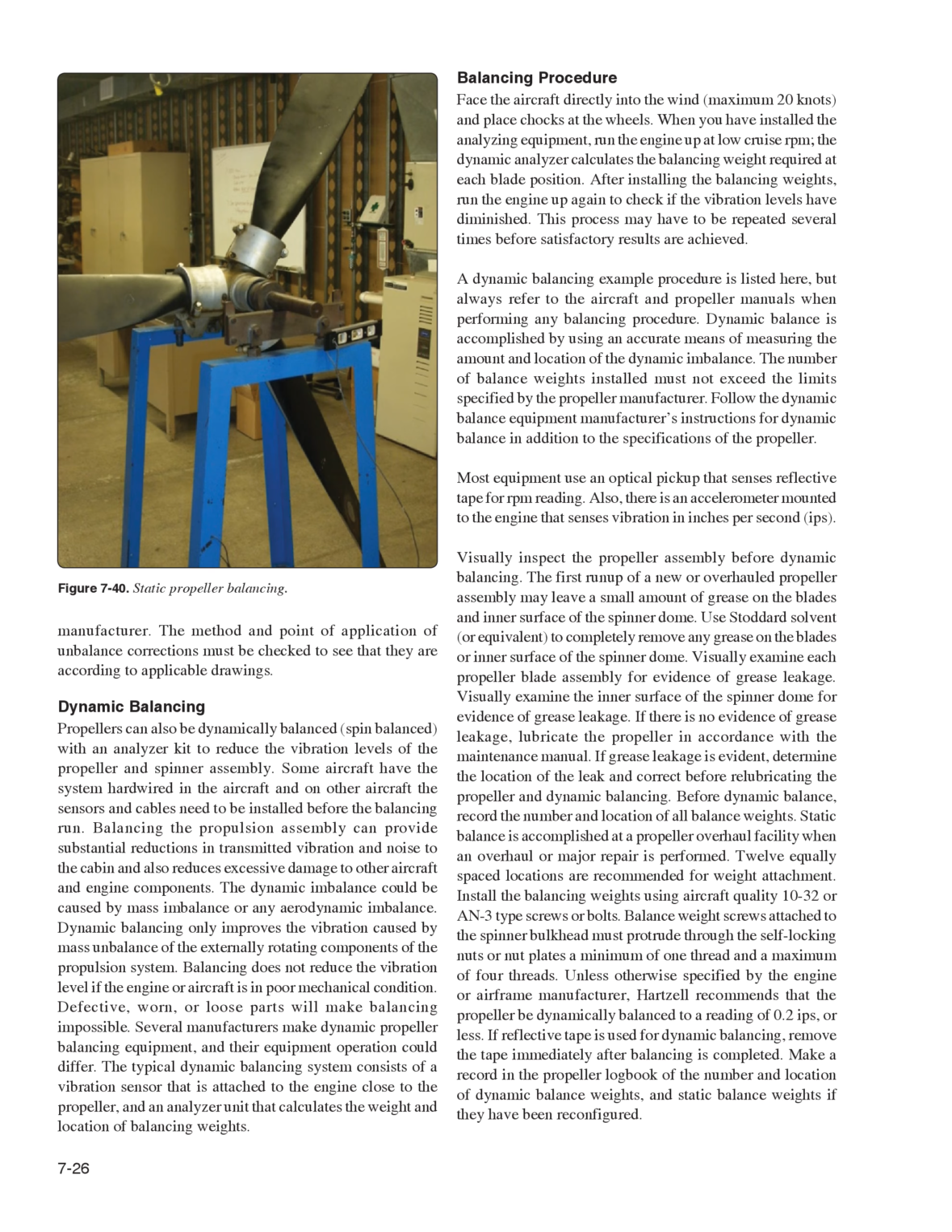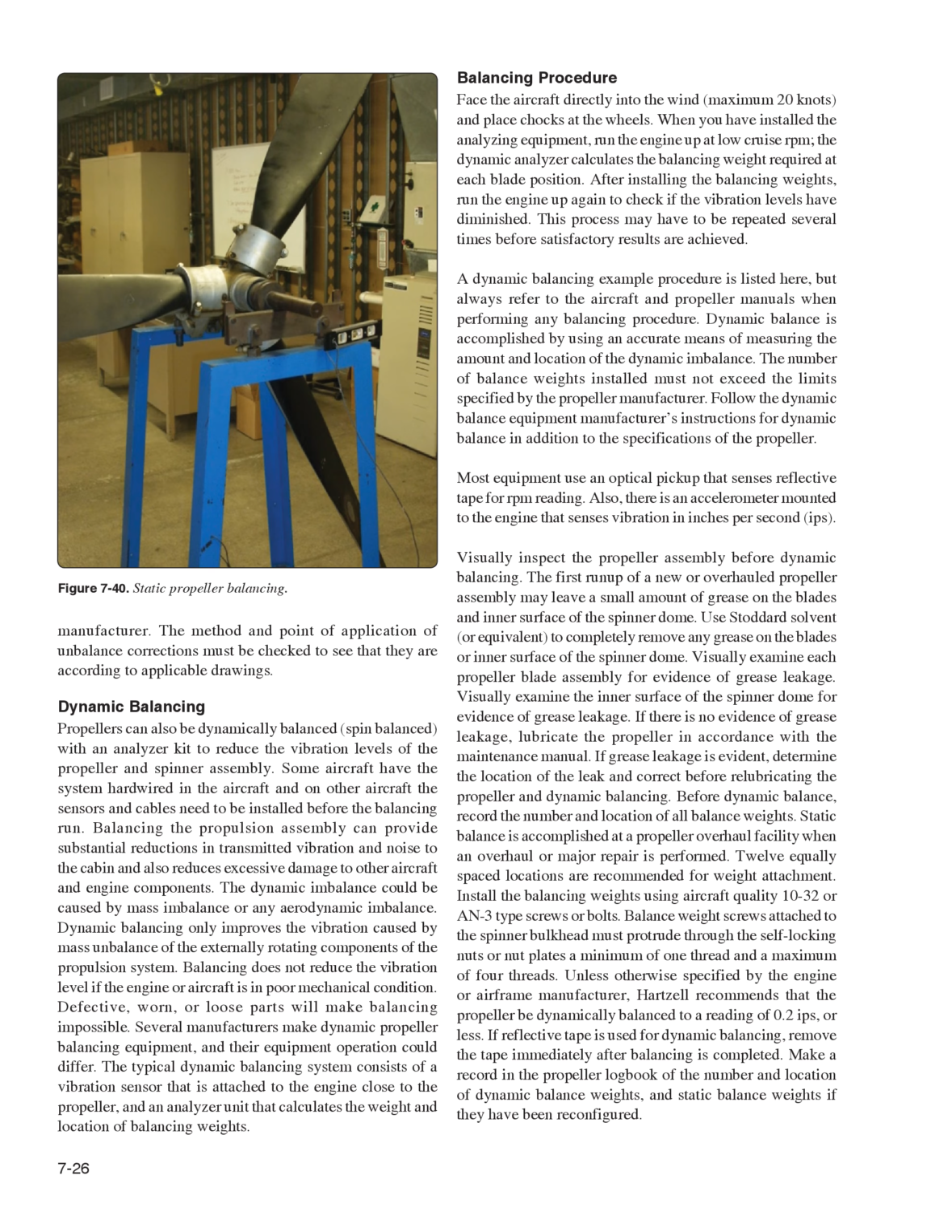The dynamic imbalance could be caused by mass imbalance or any aerodynamic imbalance. Dynamic balancing only improves the vibration caused by mass unbalance of the externally rotating components of the propulsion system. Balancing does not reduce the vibration level if the engine or aircraft is in poor mechanical condition. Defective, worn, or loose parts will make balancing impossible. Several manufacturers make dynamic propeller balancing equipment, and their equipment operation could differ. The typical dynamic balancing system consists of a vibration sensor that is attached to the engine close to the propeller, and an analyzer unit that calculates the weight and location of balancing weights.